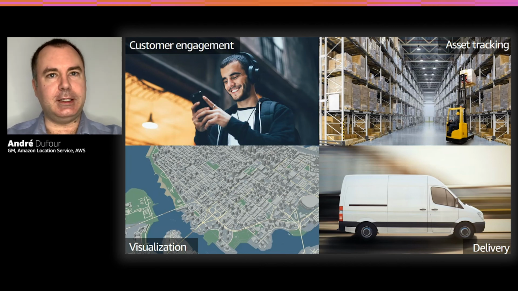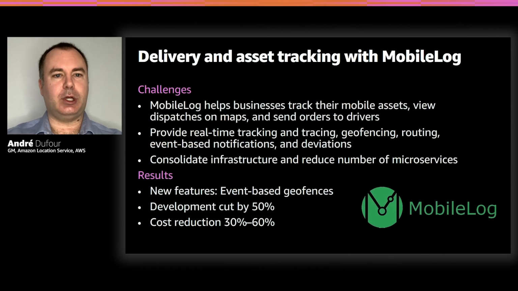And we're going to go a little bit deeper into the delivery and asset tracking use case with a customer example here. Singleton Solutions is a company that builds a product called Mobilelog. And Mobilelog is effectively last mile as a service in the cloud. It helps businesses track their mobile assets, view dispatches on a map, and send orders to drivers.